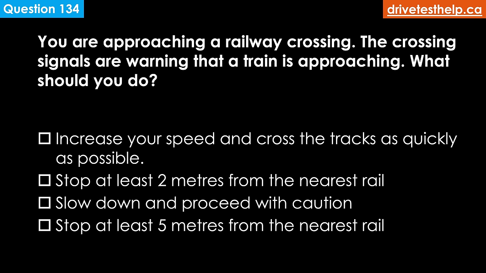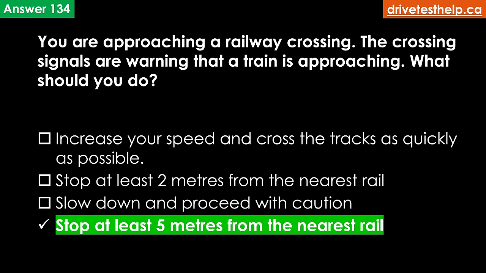You are approaching a railway crossing. The crossing signals are warning that a train is approaching. What should you do? Increase your speed and cross the tracks as quickly as possible. Stop at least 2 meters from the nearest rail. Slow down and proceed with caution. Stop at least 5 meters from the nearest rail. The correct answer is stop at least 5 meters from the nearest rail.